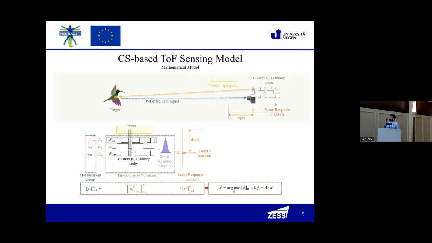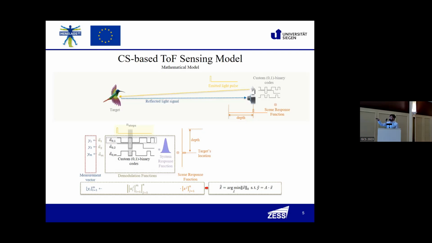So this is the sensing model, the mathematical model. How a time of flight camera works in pulse-based mode: we send a pulse that reflects off the target in the scene, comes back, and is correlated with some cross-correlation function. This mathematically can be seen as the correlation between the scene response function and the demodulation function. We obtain a measurement. The assembly of the measurements gives a measurement vector. The assembly of the demodulation functions gives the sensing matrix, and then we have a signal from which we want to recover the depth and the intensity, that is the scene response function.